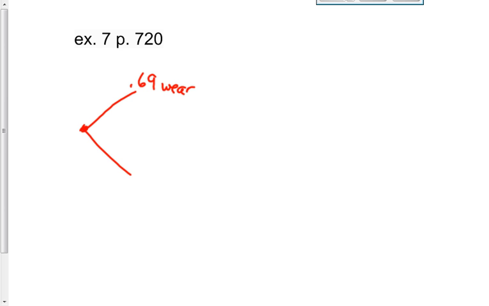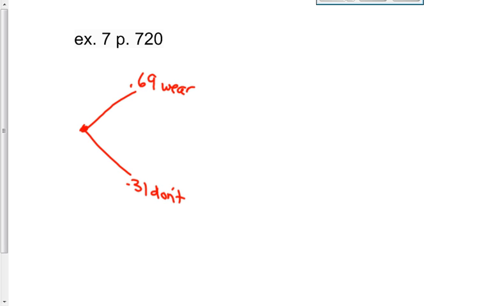So that's the first half of my branch. The other half of my branch will be the people who don't. 69% do. How many are left over? How many do not? 31% don't wear a seatbelt. And this is dealing with just the adults. All right, now we're going to keep reading.